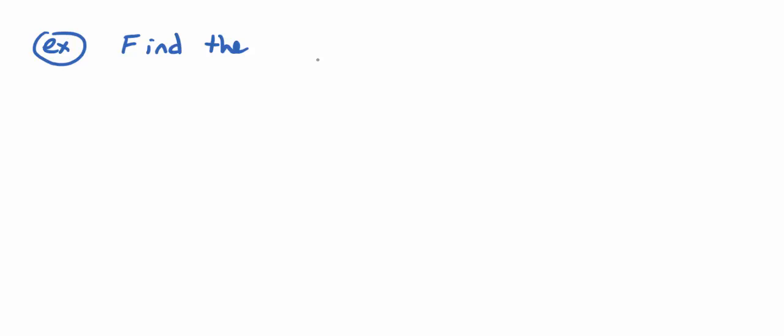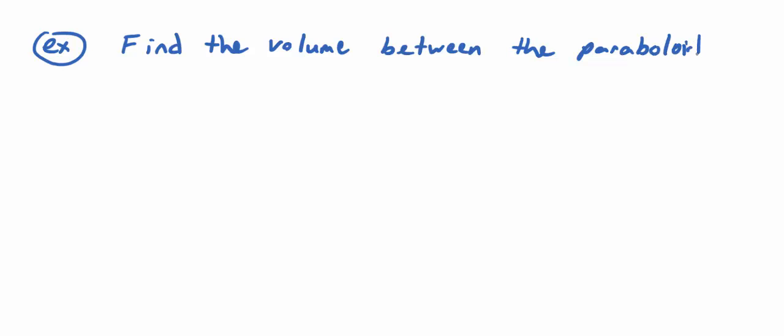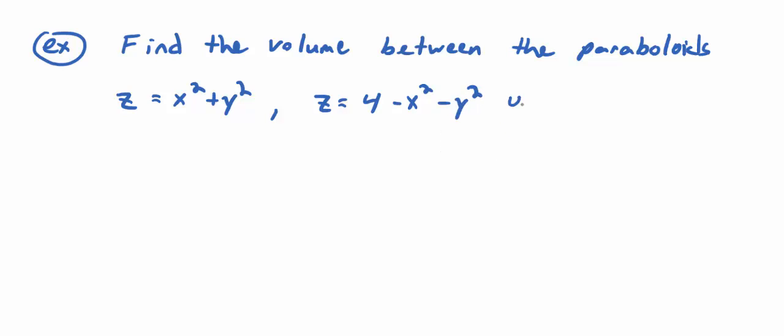Example: find the volume between the paraboloids given by z equals x squared plus y squared, and z equals 4 minus x squared minus y squared. And not that you'd have to, but for the sake of demonstration, we're going to use a triple integral.